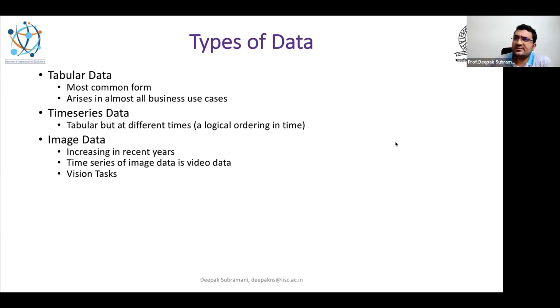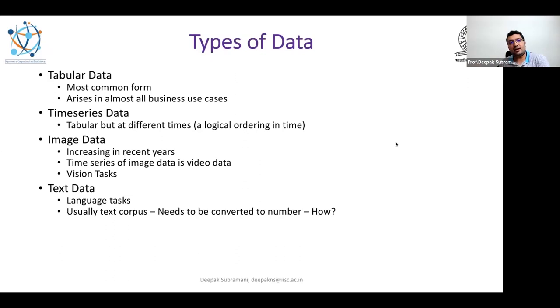For example, you might have seen Hawkeye. Hawkeye is a system where cameras are placed around the ground, and very high resolution images are captured frame after frame. The goal of Hawkeye is to predict where the ball will travel after it has hit the pad. Wherever the point of contact is, how the ball will travel. That is a problem of predicting the trajectory of the ball from sequences of image data. So this is image data.